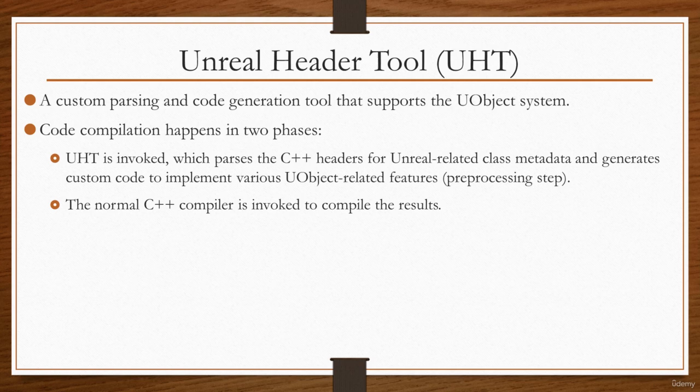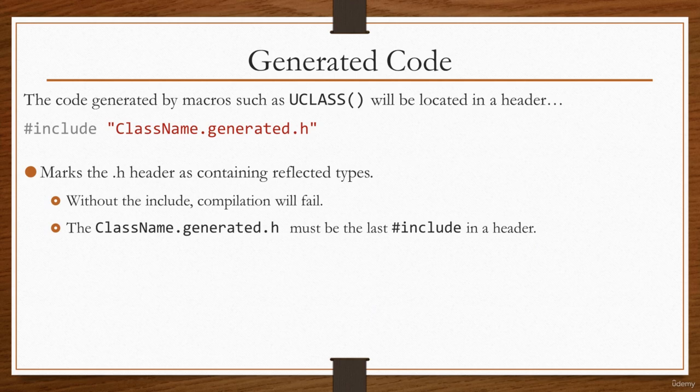So again, this happens in the pre-processing step. Then the normal C++ compiler is invoked to compile the results. As I mentioned previously, the Unreal Header Tool, or UHT, is going to harvest or collect information from our classes, from the special macros and specifiers that we provide, and it's going to generate additional code for the class.